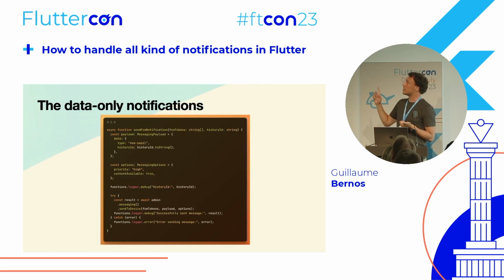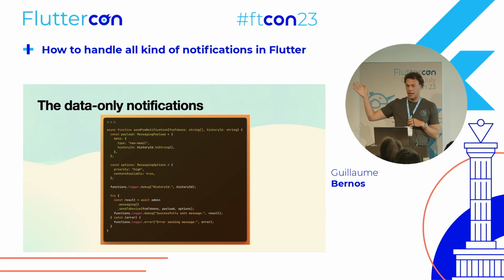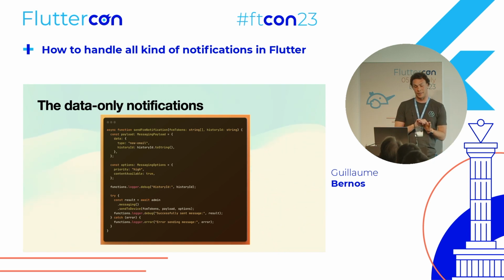So this is a way of sending a data-only notification. As you see now in the messaging payload, there is no more notification key. I have a type, I have a history ID, and then I have a messaging option object that will send priority high and content available true. Content available true is particularly important for iOS. Otherwise, your app might never receive the notification because iOS thinks, okay, there is nothing for the app in it.